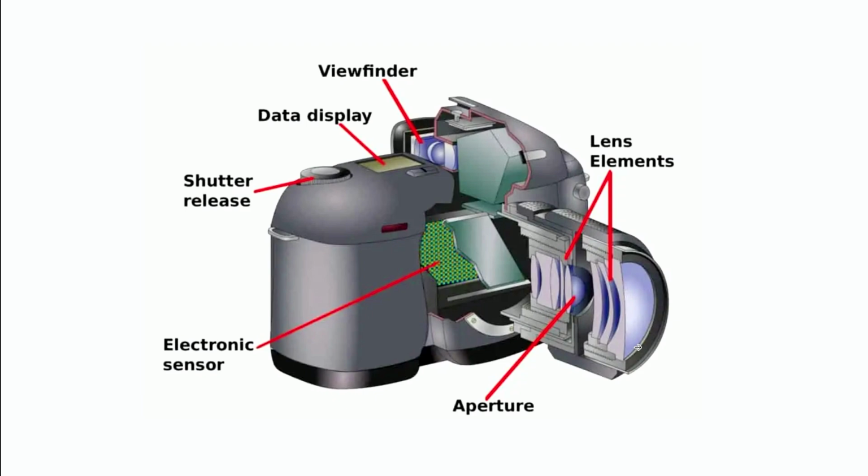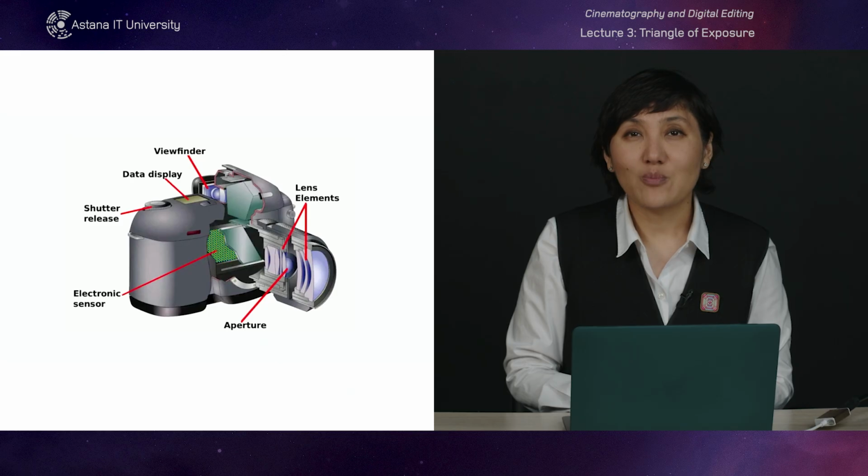Exposure in cinematography refers to the amount of light that reaches the camera sensor, which determines how bright or dark the resulting image will appear. It's a critical factor that influences the visual quality of every shot, affecting not only the brightness but also the mood, tone, and detail captured in the scene. Proper exposure ensures that detail in both the highlights, the bright areas, and shadows, the dark areas, is clearly visible, contributing to the overall visual narrative of the film.